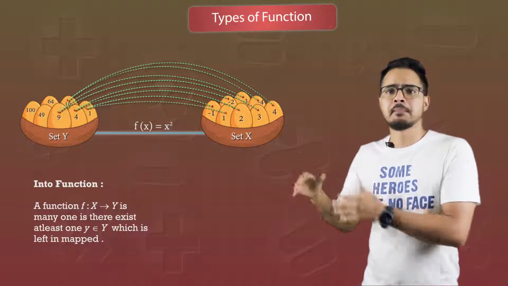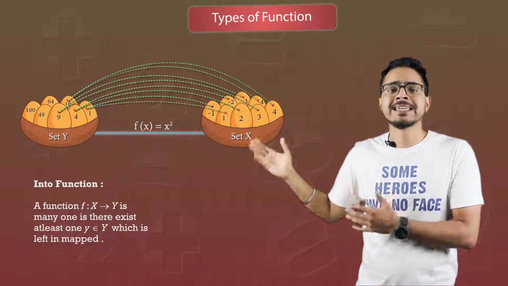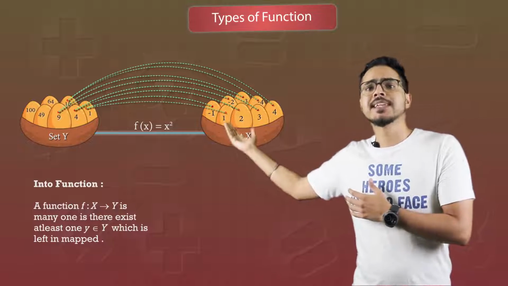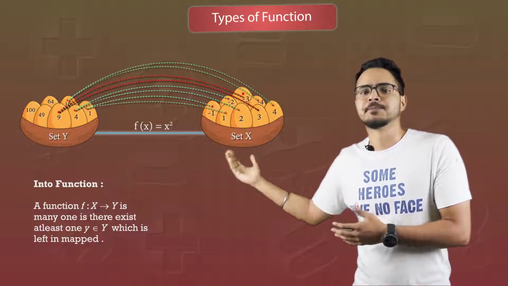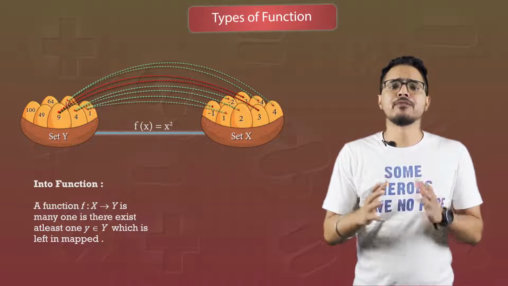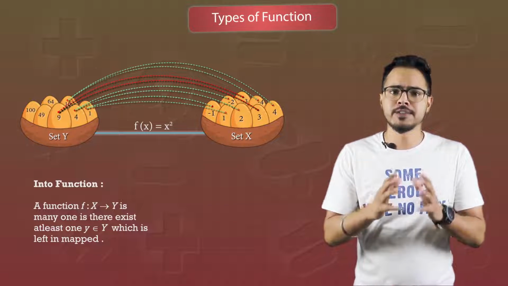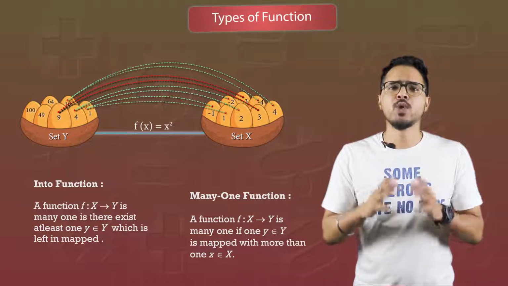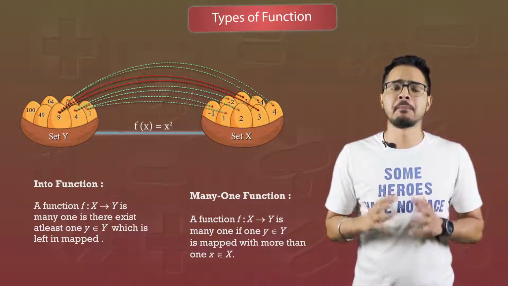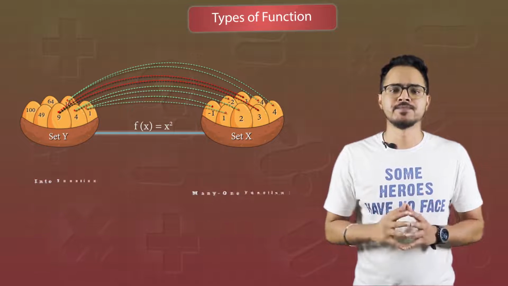Also, if we look at the mapping now, we'll observe that 9, which was previously linked with 3, is now also linked with -3. These kinds of mappings of functions are known as many-to-one functions because we have more than one element in set x mapped onto the set y.